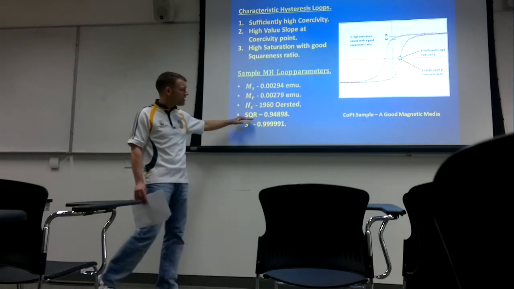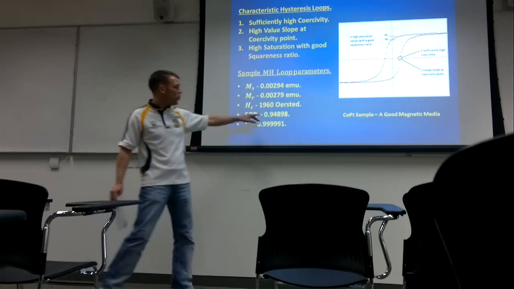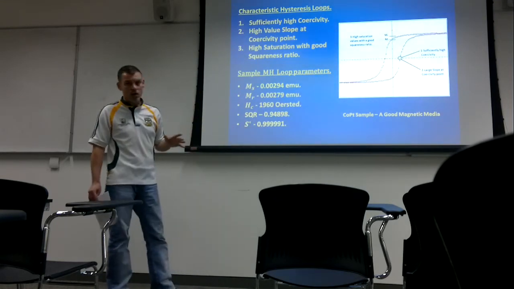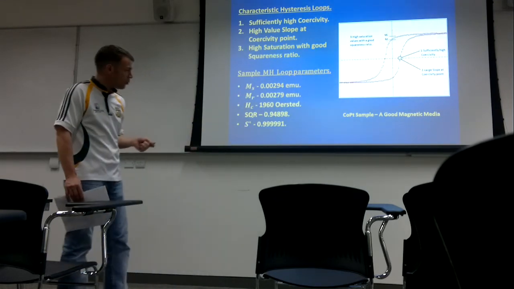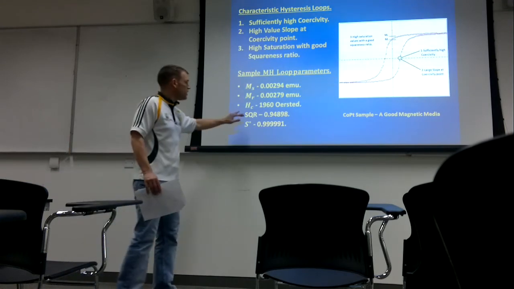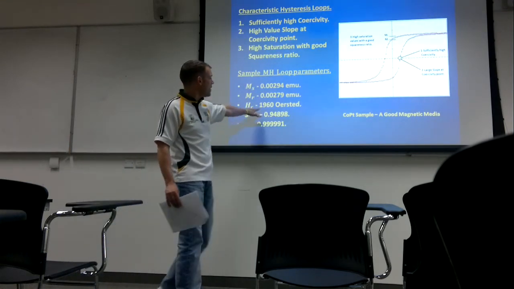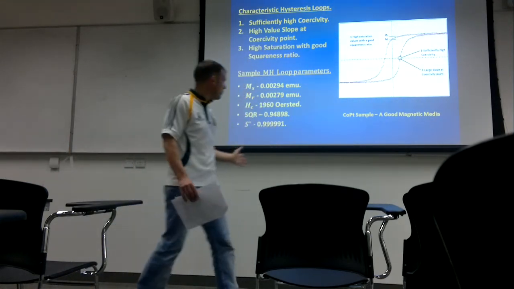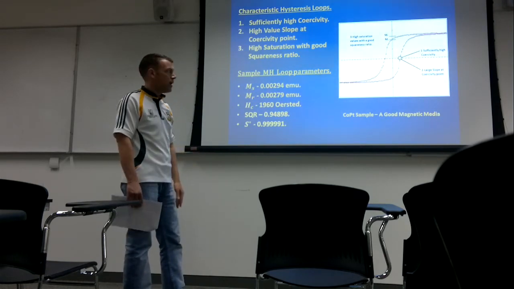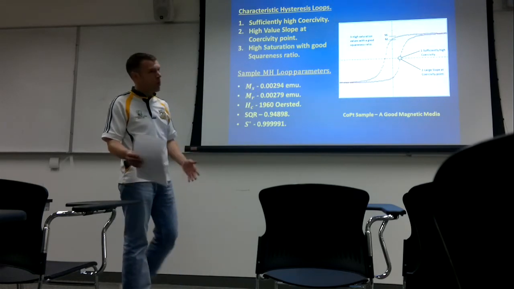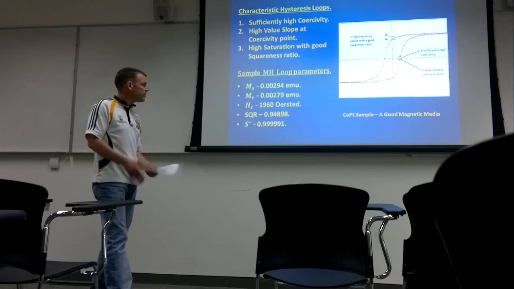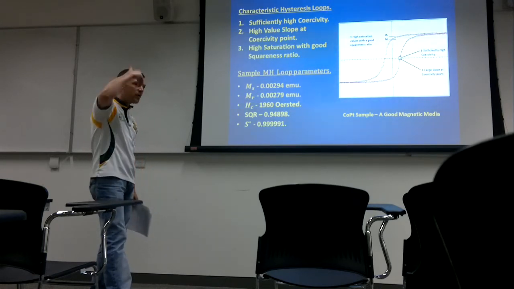That's reflected then in the SQR, the squareness ratio, which is 0.948. Again, a very square loop, appropriate for hard disk drives. The coercivity of the sample is 1960 Oersted, which again is not too low to be prone to influence, and well below 6,000.